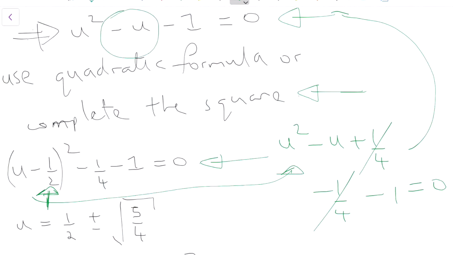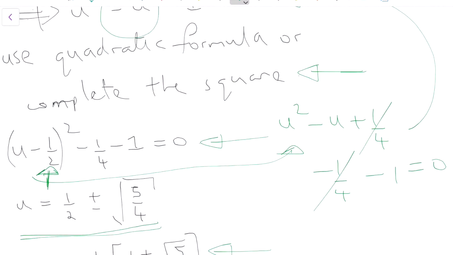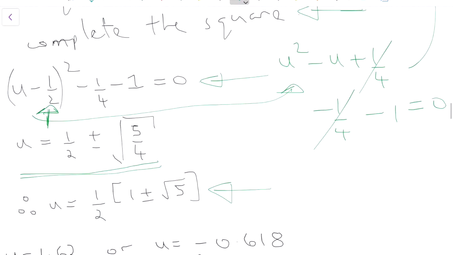So then this is quite easy to solve. Then u equals a half plus or minus root of 5 over 4, which can be further simplified to a half times 1 plus or minus root 5. So that's not the final answer, but that's how you solve it using completing the square. This avoids using the quadratic formula, but it is quite similar if you think about it. It's exactly the same thing, but it just saves a bit of time.